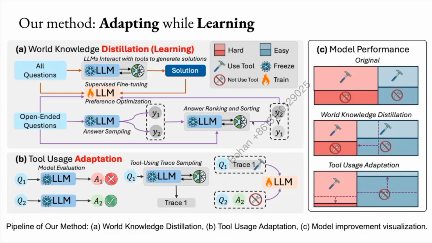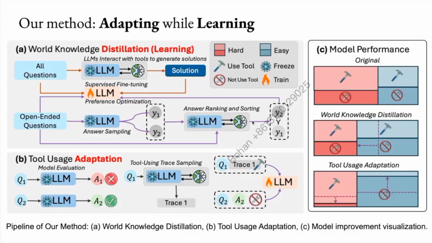Firstly, we evaluate our model on a question set and split the question set into two parts. The first part contains the problems that the models can solve directly without tools correctly, while the other part contains the difficult problems that the models can't solve without tools correctly. We then train the model to follow the tool using traces for the hard problems and answer directly for the easy problems. The impact of our approach is visualized in panel C.